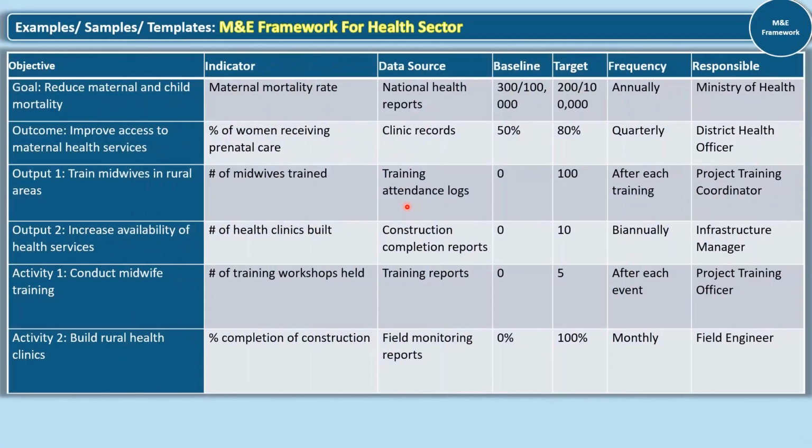Here is an example for a health sector M&E framework. The goal is to reduce maternal and child mortality. So this is the indicator, maternal mortality rate. Data sources: national health reports. Baseline is currently, for example, 300 per 100,000. So the target is to reduce this number from 300 to 200. You can set it as per your resources and the available funds. In consultation with the project management team, you can decide about the target and the frequency.